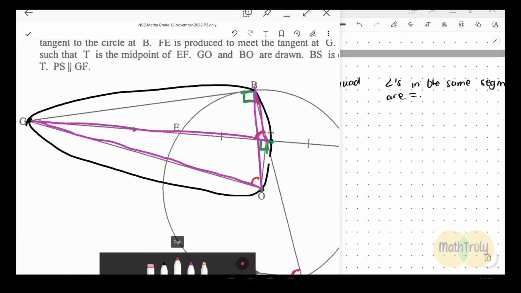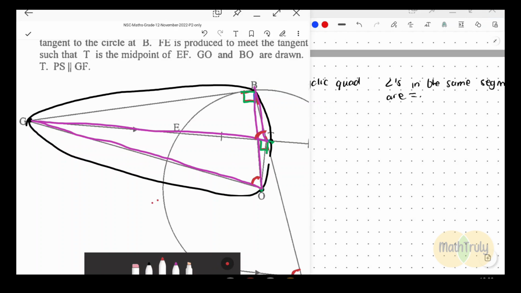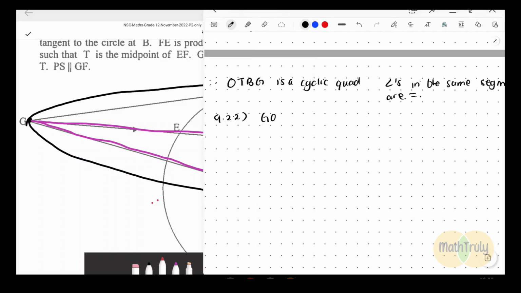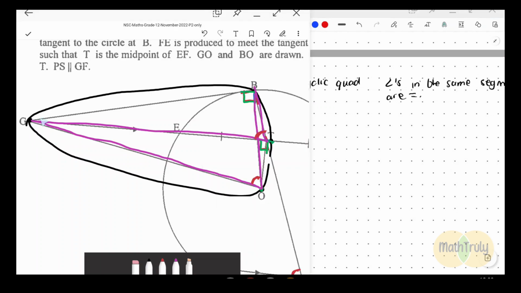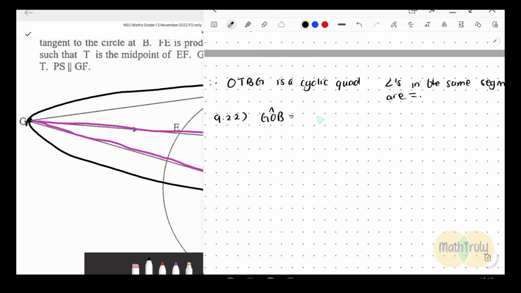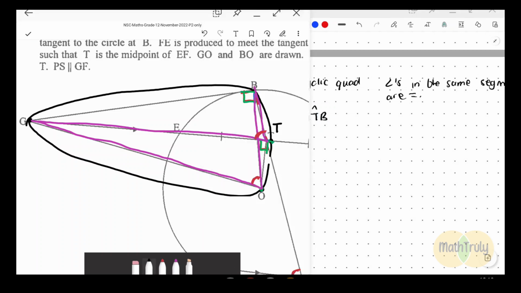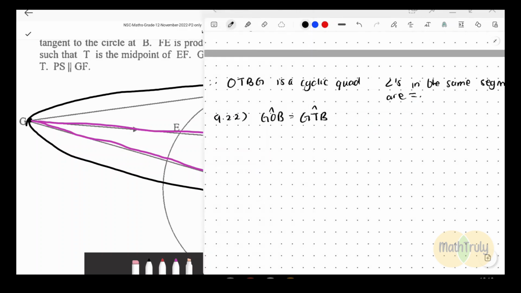So it would also be equal to this angle over here. Let me rather mark that in red. So now we know, okay, these two angles are equal as well because this is a cyclic quadrilateral, and angles in the same segment are equal. So this angle they spoke about, GOB, is equal to the angle GTB. Okay, so now that those two are equal, let's see what else we can use. We have to give a reason: because of angles in the same segment as well.